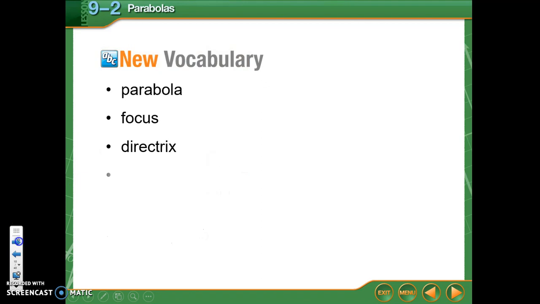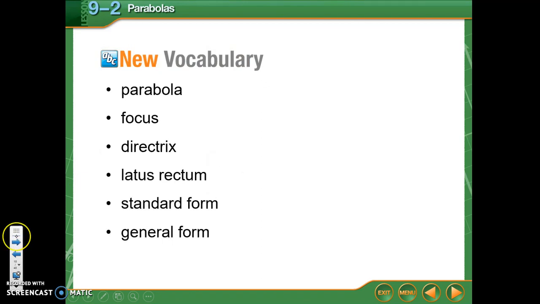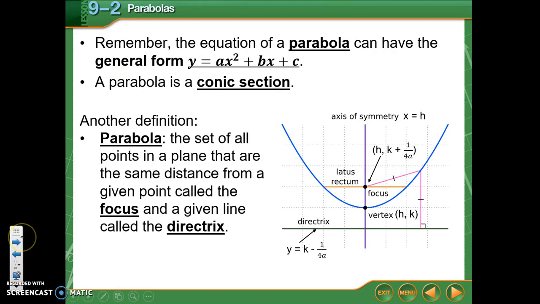So there's a lot of new vocabulary to focus on in this section, so as you go through, make sure you check off that you understand what each of these words are as we come to them. Remember that in general, this is the form of a parabola, one of the forms that we learned back in first semester. This is called the general form of a parabola, ax squared plus bx plus c. A parabola is one of the conic sections we talked about last time.